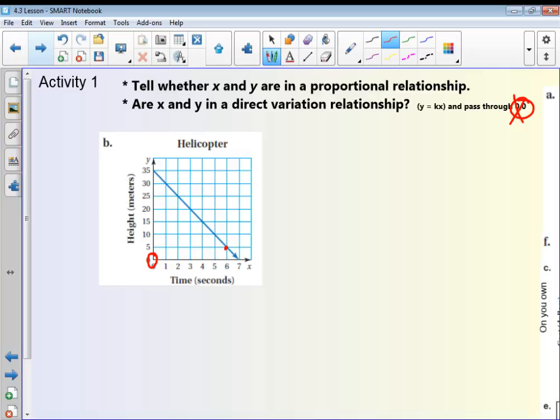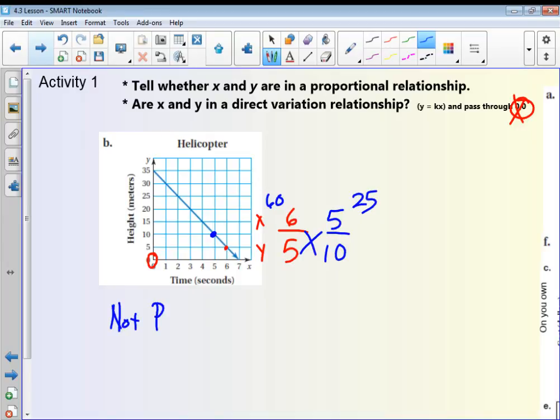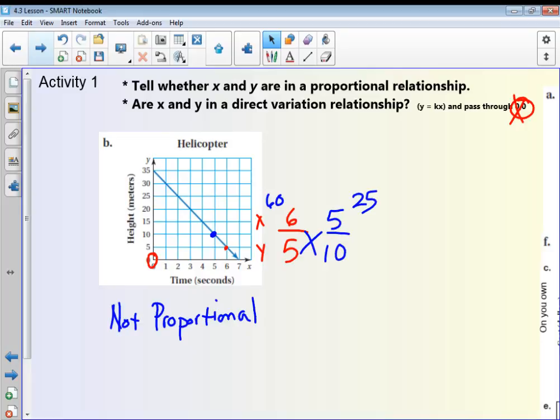And we'll do that one. So it looks like we had for our x, 6, and our y was 5. And on my second point, which I'll change to blue, it was 5 and 10 for my y. So if I check cross products, 25, 60, those are not even close to being equal to each other. So this one would be not proportional. Okay, but we were also able to eliminate based on the fact that it did not cross through 0, 0.